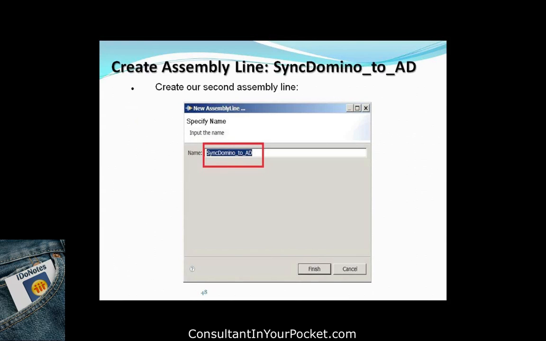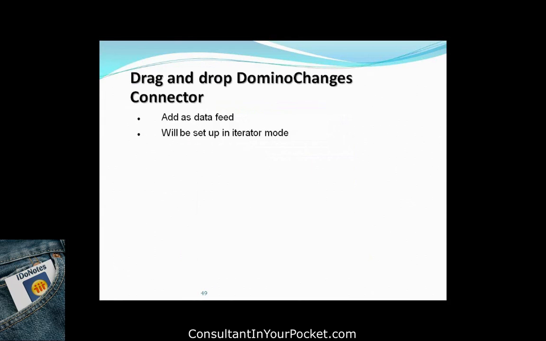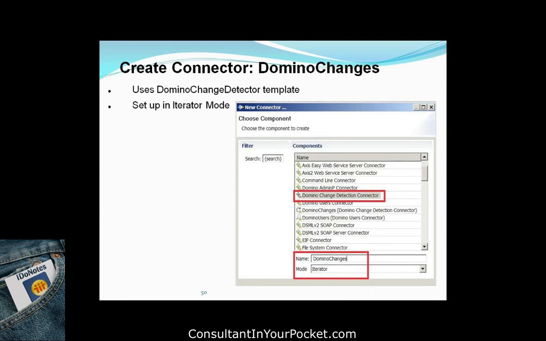Okay, so the first thing we're going to do is create our assembly line. In this case, we're going to call it sync Domino to AD. We're going to drag and drop the Domino change connector that we used previously, and we're going to set it up in iterator mode. As we see here, we're using the Domino change detector, calling it Domino changes, iterator mode.